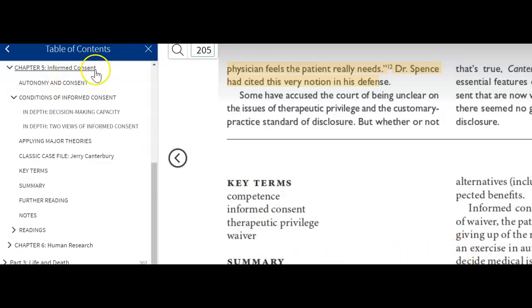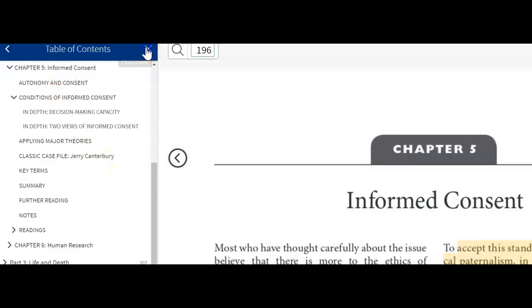Chapter 5 is Informed Consent. We are talking about decision-making capacity, making sure folks have the ability to make a rational decision. Some key terms are competence, informed consent, therapeutic privilege, and waiver. The classic case file for this chapter is Jerry Canterbury, and that's a famous one, and it's important to be familiar with it. Let's take a look at the chapter.